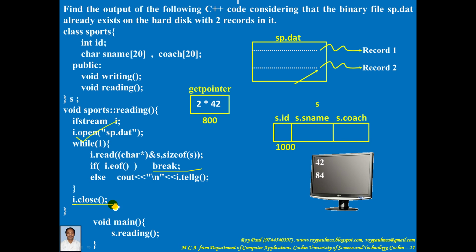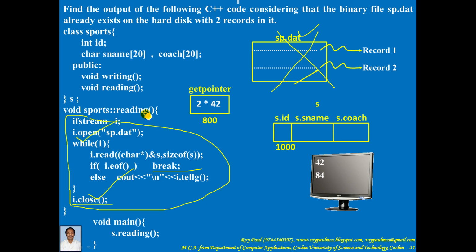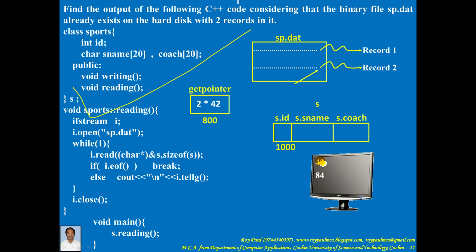So control comes here. The close function closes the file from random access memory. Remember, it is still there on the hard disk. Now after executing a function, control returns to the point from where the function was called, and here your program terminates. So for this program, this is the output.